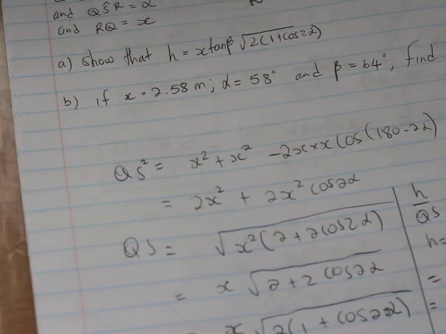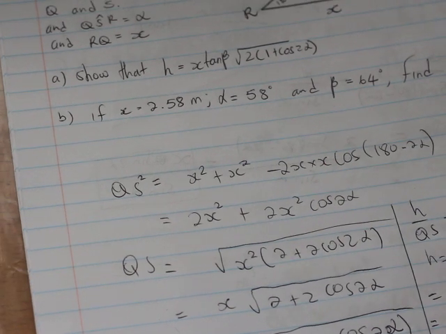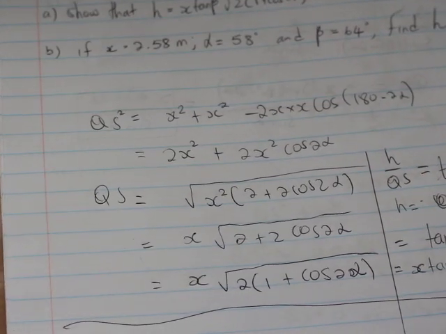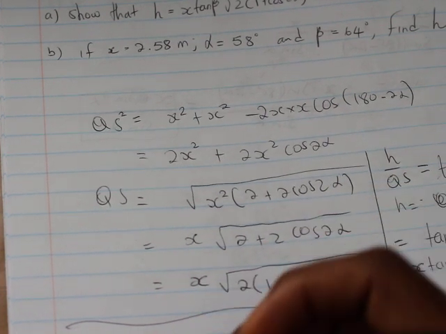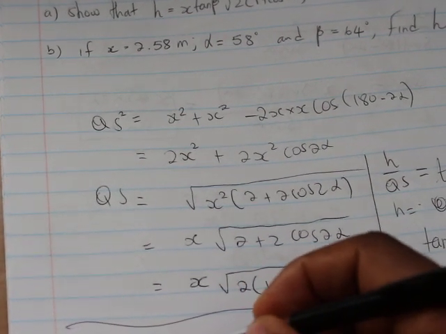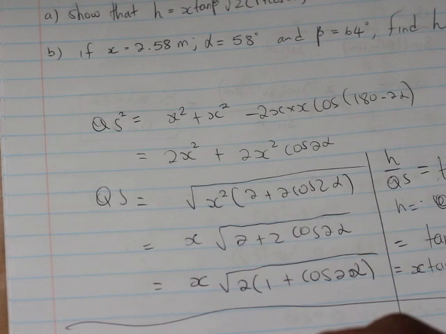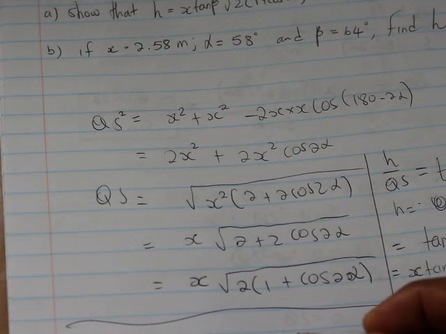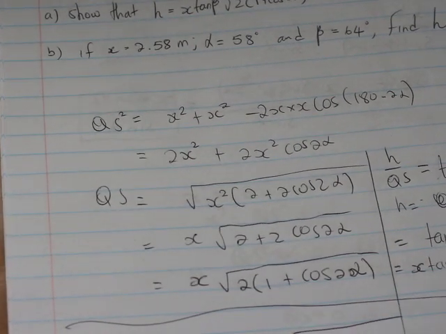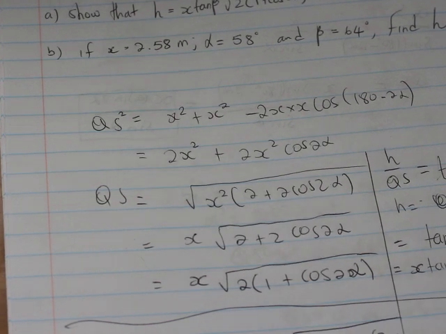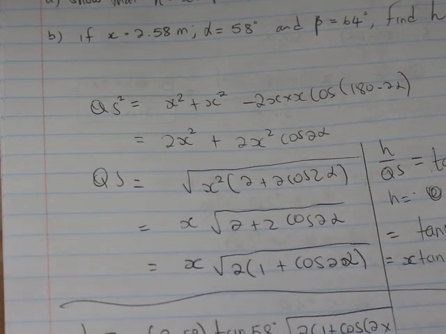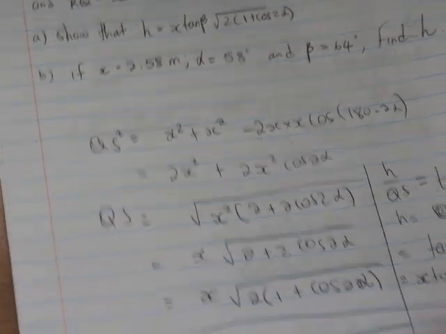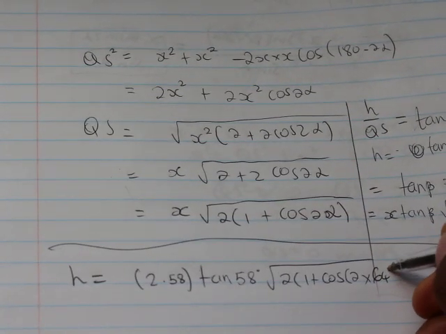Okay, and obviously once you've got the height, the second question says if x is 2.58 and alpha is 58, beta is 64, find h. So h is given by that: x as 2.58 meters, and the tangent of the angle beta, which is just 58 degrees, the square root of 2 into 1 plus the cosine of 2 times the angle alpha. You guys can't see the angle alpha. It's what? It's 64. 2 times 64 degrees.